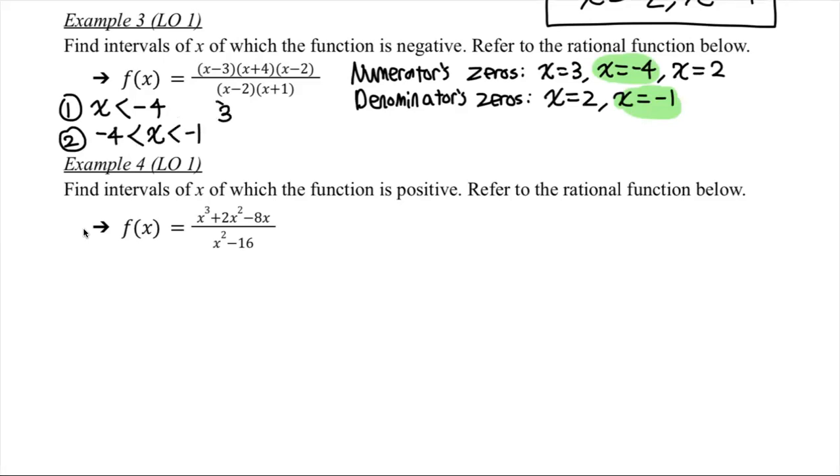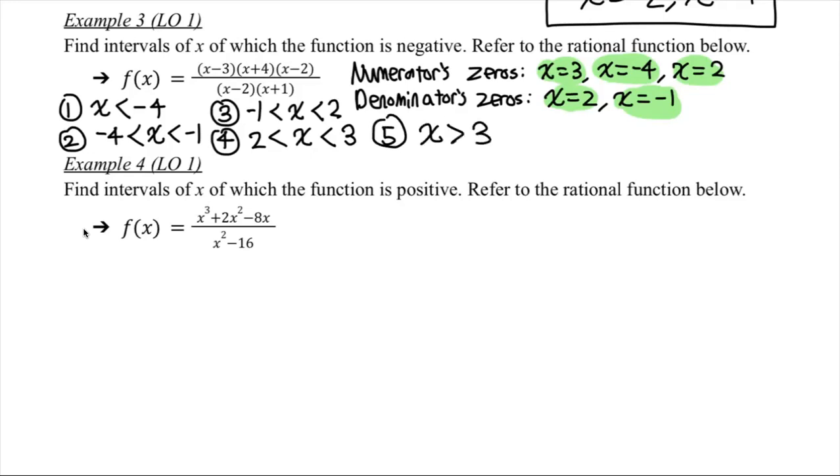Our third interval can be made using -1 and 2, so -1 is less than x is less than 2. And our fourth interval would be x greater than 2 and x less than 3. And our fifth interval would be x is greater than 3. So I'm going to use this region here to use test points.